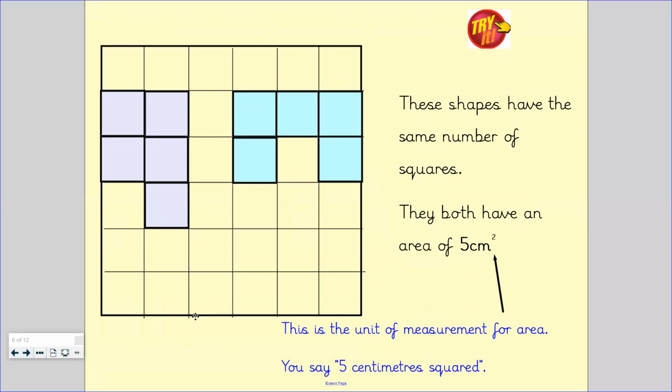These shapes have the same number of squares. Okay, you can see they both contain 5 squares. And so we say they both have an area of 5 centimetres squared. And this is the unit of measurement that we use when we are calculating area. And you might notice there's a little 2. Okay, you write the little 2 above the line there to show that it's squared.